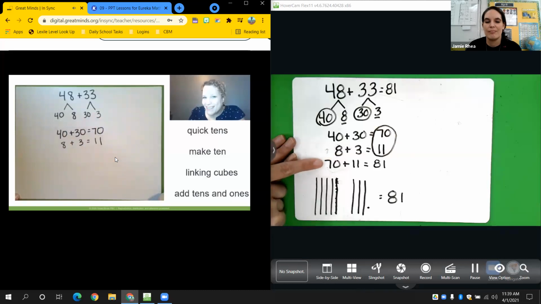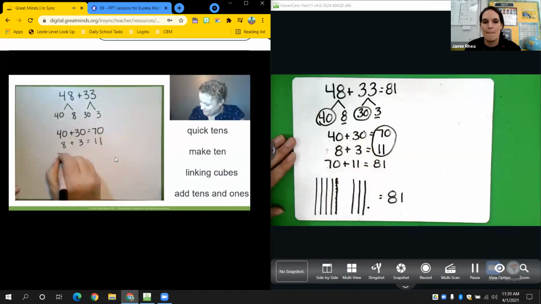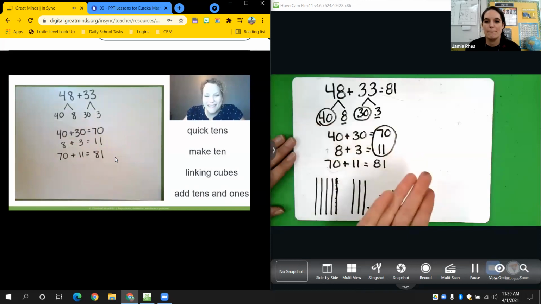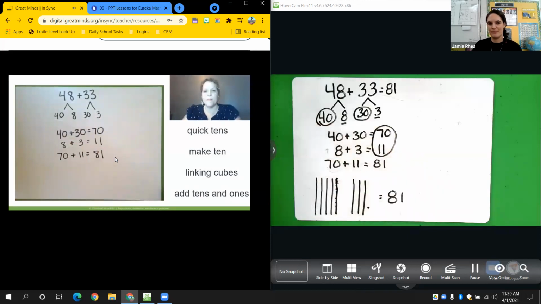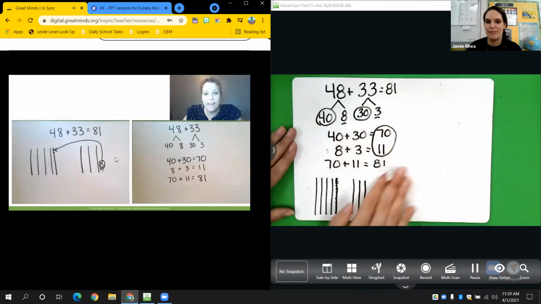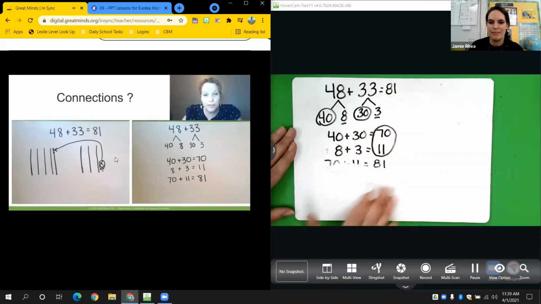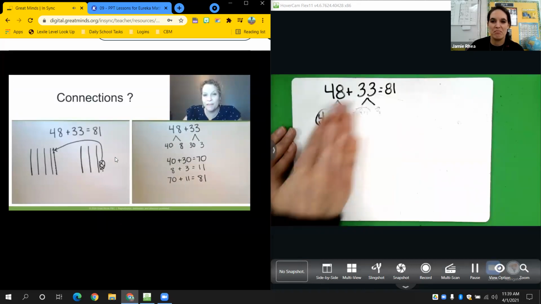What would we do next? Gotta add that 70 and 11. Then we would add 70 plus 11. That's 81. Ta-da! Before I continue, what connection can you make between the 2 strategies that I just modeled?